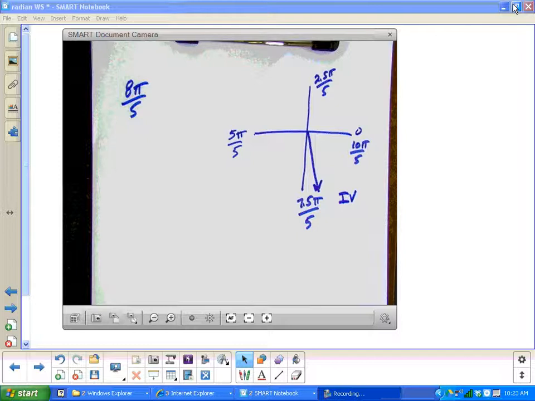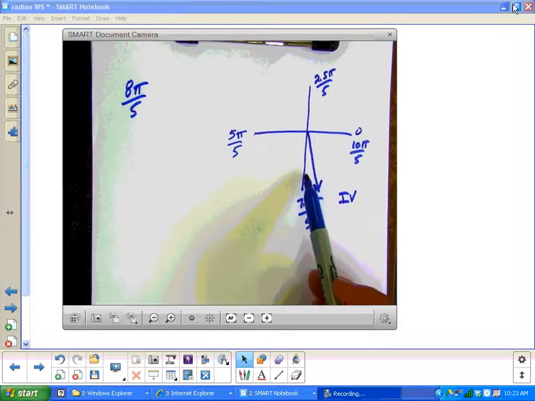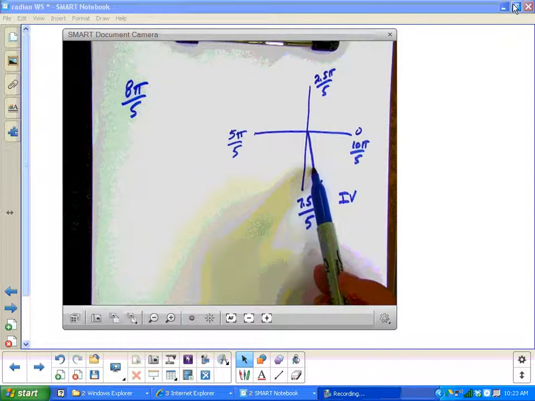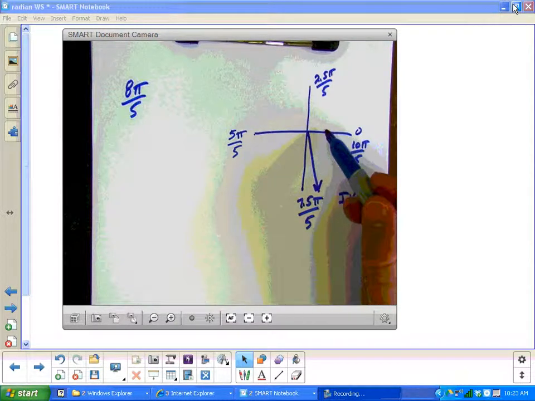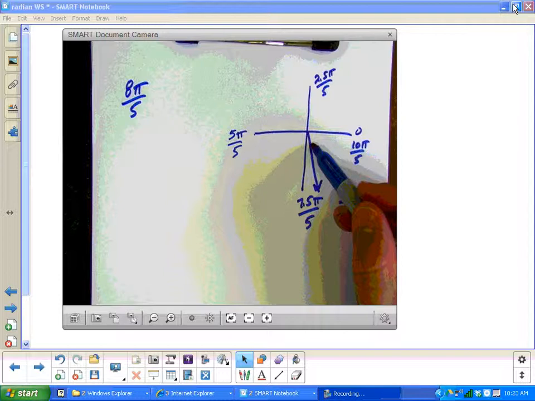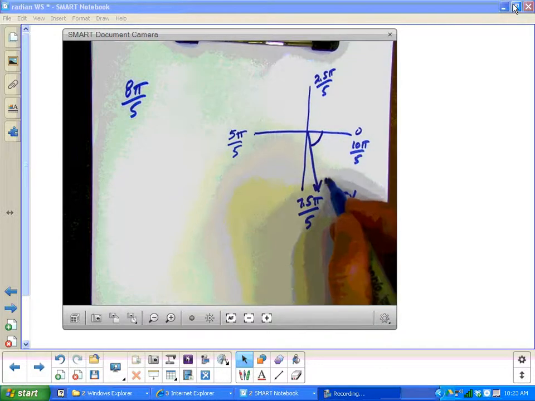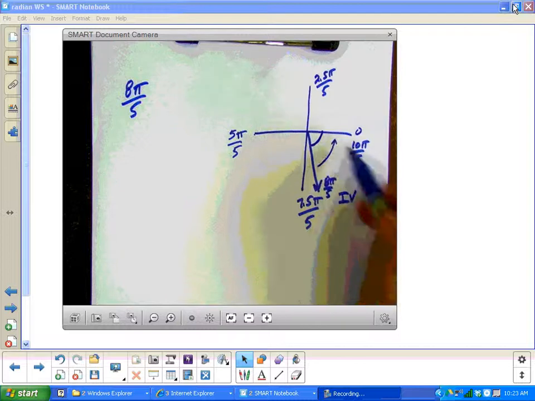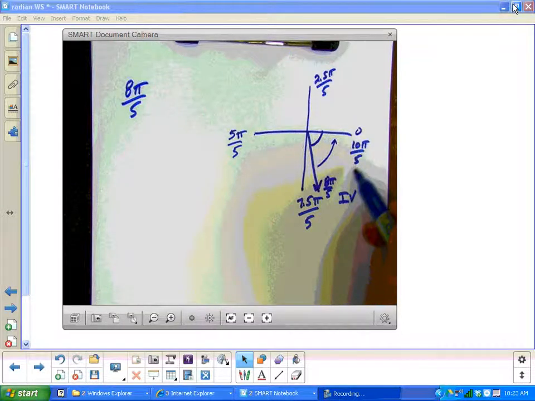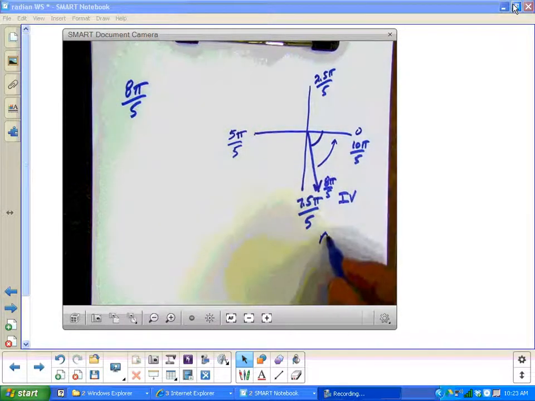Now let's find the reference angle. Is the reference angle going to be the smaller acute angle or the bigger acute angle? Yeah, the big one, because it has to be formed with the x-axis. Now, y'all think about this. This is 8 pi over 5, and to here would be 10 pi over 5. So really, what is that going to be there? 2 pi over 5.